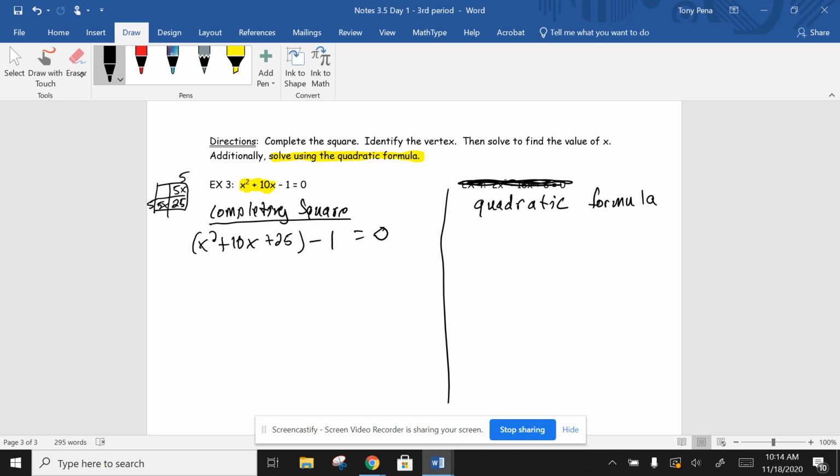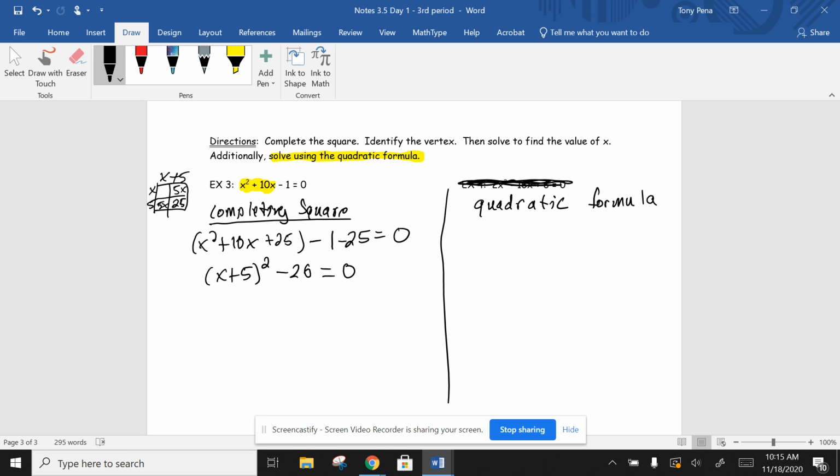And because I add 25 there, let me do this real quick. We had to subtract 25 from that negative 1. So if we now do this, we had x plus 5 on top. So we're going to write this as x plus 5 times x plus 5, or just squared, minus 26 equals 0.